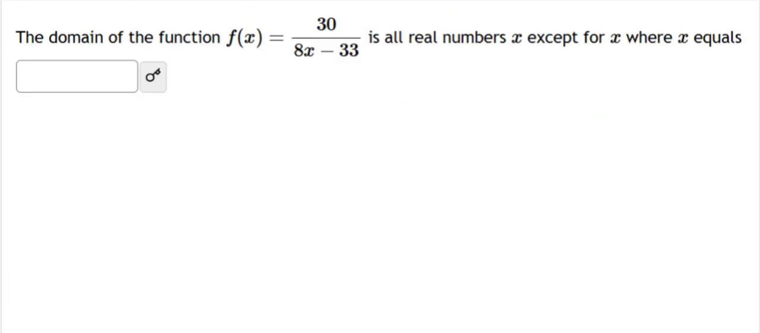Now, let's look at this one. The domain of this function, f(x) equals 30 over 8x minus 33, is all real numbers x, except for x when it's equal to... Now, it's all real numbers because of the numerator, which is just a constant, which makes it look like a horizontal line. And the domain of a horizontal line is all real numbers from negative infinity to positive infinity. But when you have an x in the denominator, what you have is a restriction. You have something that x cannot be equal to because it would make the denominator 0. And when you have a 0 in the denominator, it makes it undefined.